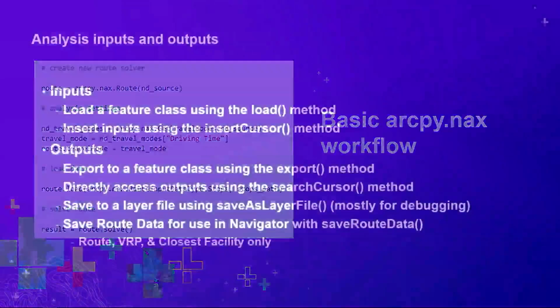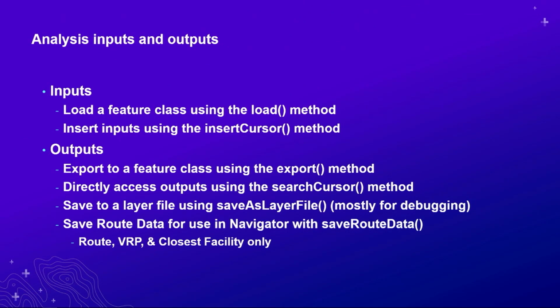Thank you, Max. One of the most important parts of your network analysis is loading inputs and accessing outputs. There are a couple of ways to do that, and the right choice depends on your situation. I'll summarize these now, and then I'll talk about some of them in more detail later. For loading inputs, you have a choice between loading an existing feature class using the load method, as Max just showed you, or directly inserting inputs using the insertCursor method. For accessing outputs, you can export the result to a feature class using the export method, which is what Max just showed in his demo, or you can directly access the outputs using the searchCursor method.